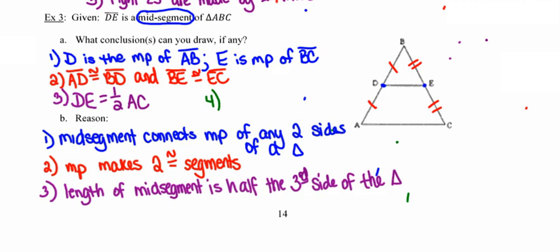That would be two ways of saying exactly the same thing. And then the fourth property I know is that segment DE has to be parallel to segment AC. And that's because the midsegment is always parallel to the third side of the triangle.